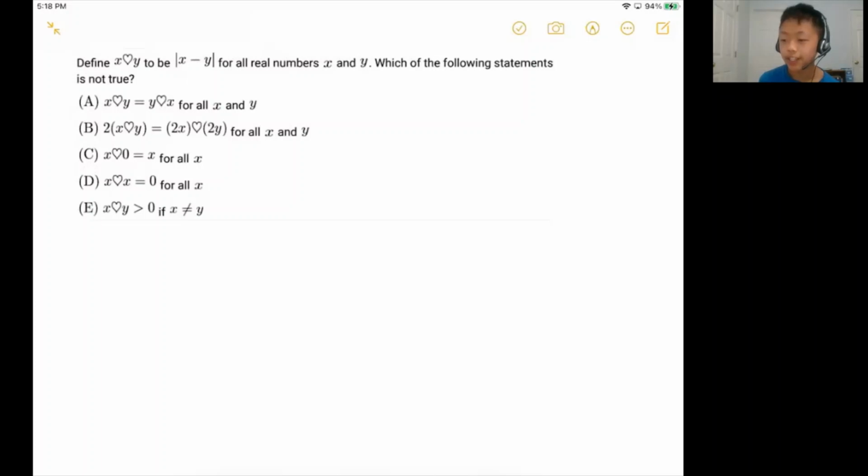An interesting question. We define x heart y to be the absolute value of x minus y for all real numbers x and y. And we want to know which of the following statements is not true. So this is one of those questions where it's just process of elimination, right? We first look at the first condition.